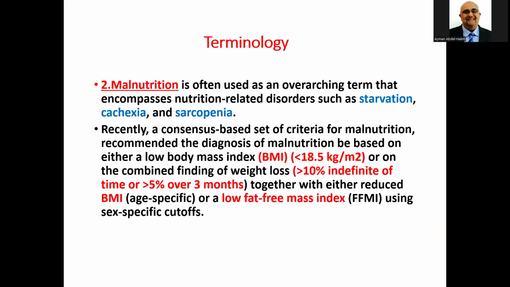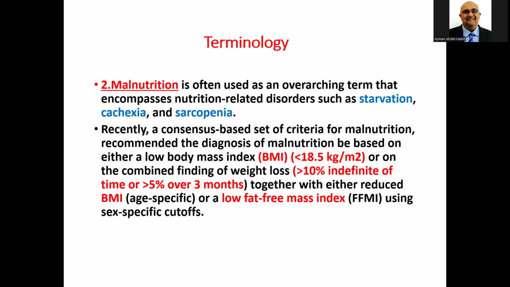Malnutrition is often used as an overarching term that encompasses nutrition-related disorders such as starvation, cachexia, and sarcopenia. So malnutrition is the big umbrella, guys. Underneath there is cachexia, sarcopenia, and starvation. Recently, a consensus-based set of criteria for malnutrition recommended the diagnosis of malnutrition to be based on either a low body mass index of less than 18.5, or on a combined finding of weight loss of more than 10% at indefinite time or 5% over 3 months, together with either reduced body mass index or low fat free mass index.